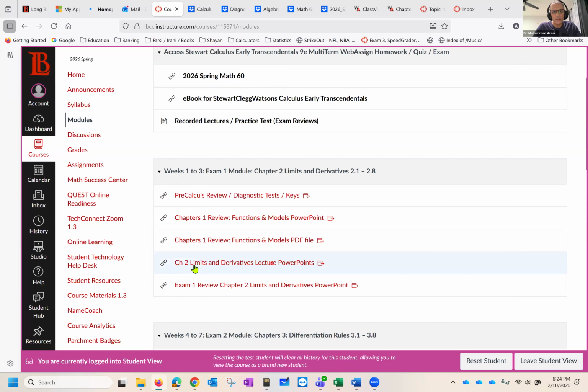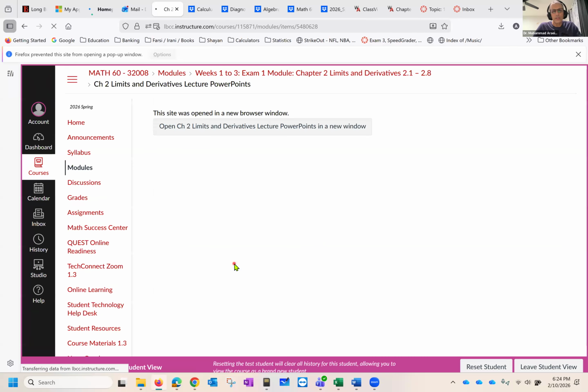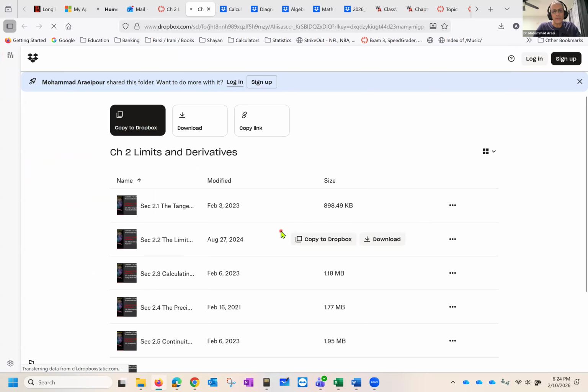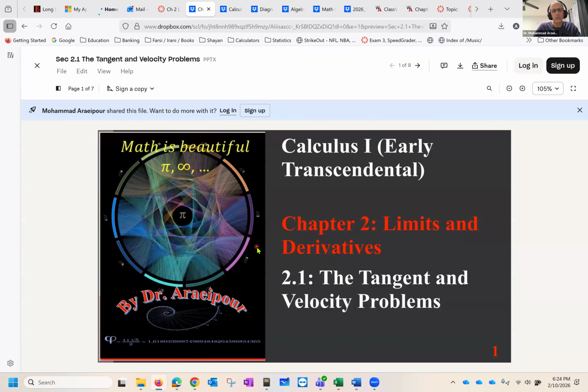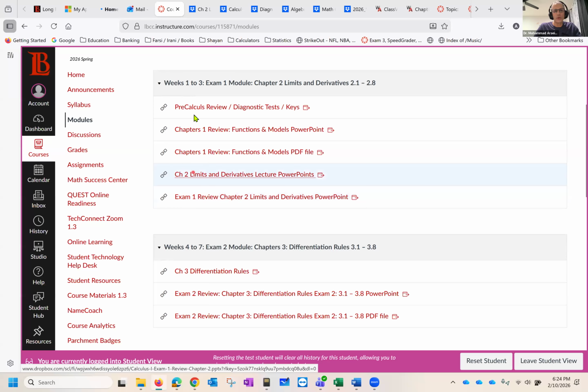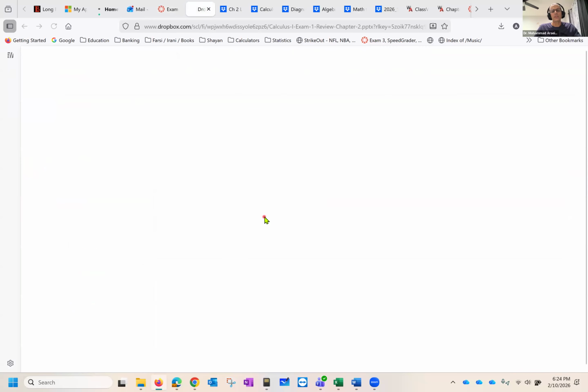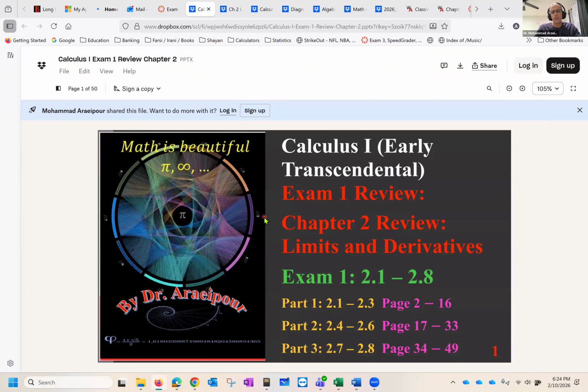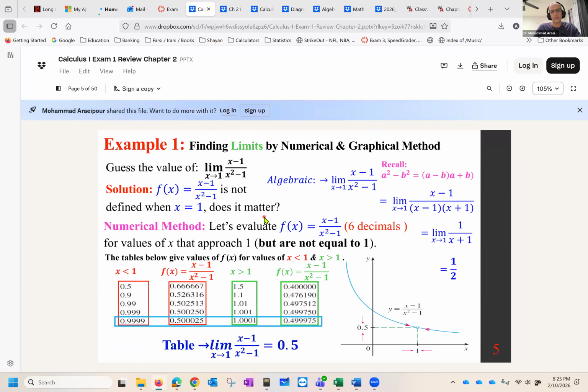Okay, the next one says chapter 2 limits. We have the PowerPoints of the lectures, for example, section 2.1. The lectures are here, one by one, starting with 2.1. And what is the last one that you find here? This is exam 1 review, practice test, whatever you want to call it. This is the synopsis of what is covered in the first exam. Everything is here with details.